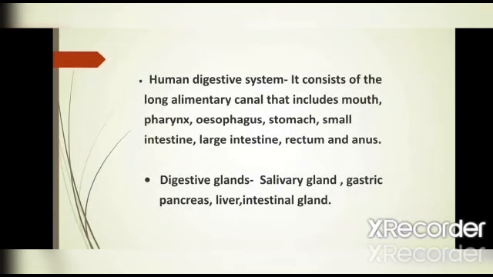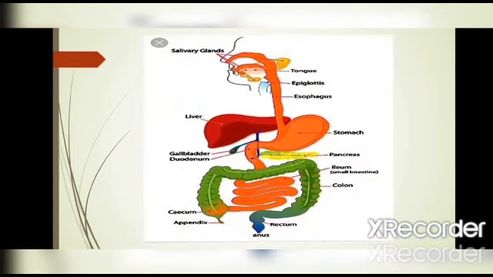Human digestive system. It consists of a long alimentary canal that includes mouth, pharynx, esophagus, stomach, small intestine, large intestine, rectum and anus. There are some digestive glands also present in the human digestive system like salivary gland, gastric gland, pancreas, liver and intestinal gland. This is a diagrammatic structure of the human digestive system.